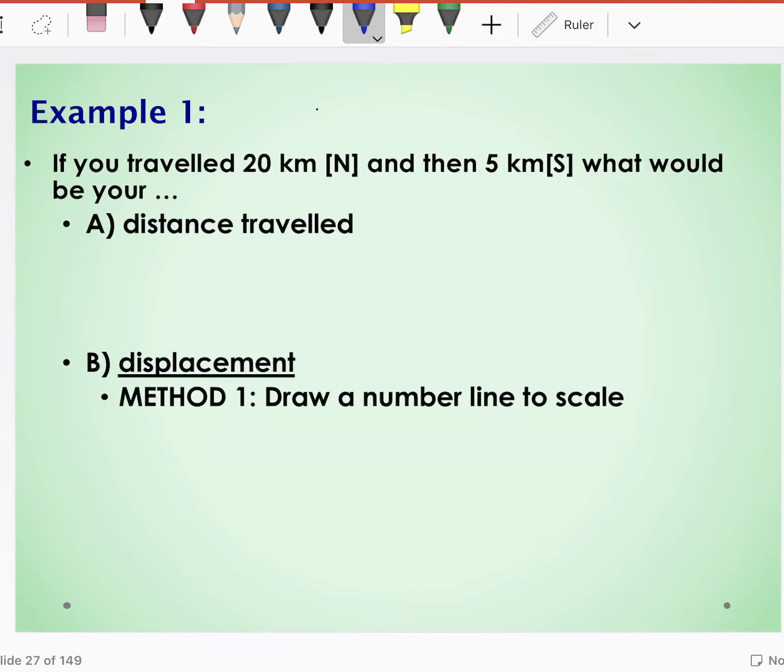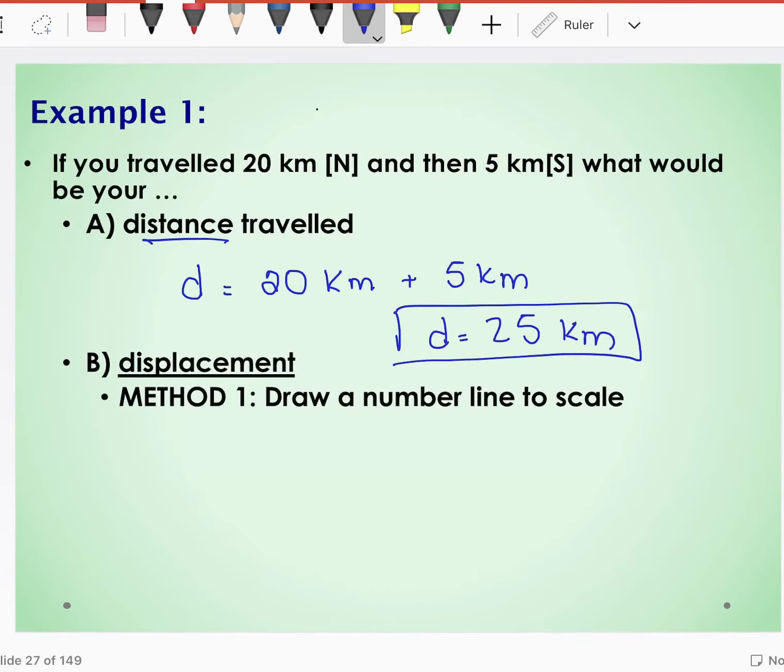If you travel 20 kilometers north, then 5 kilometers south, what would be your A, distance? Okay, so distance again is a sum. So the directions actually don't even matter here. We simply go 20 kilometers plus 5 kilometers. Therefore, distance is 25 kilometers. Okay, simple as that. Again, displacement, usually a little trickier.